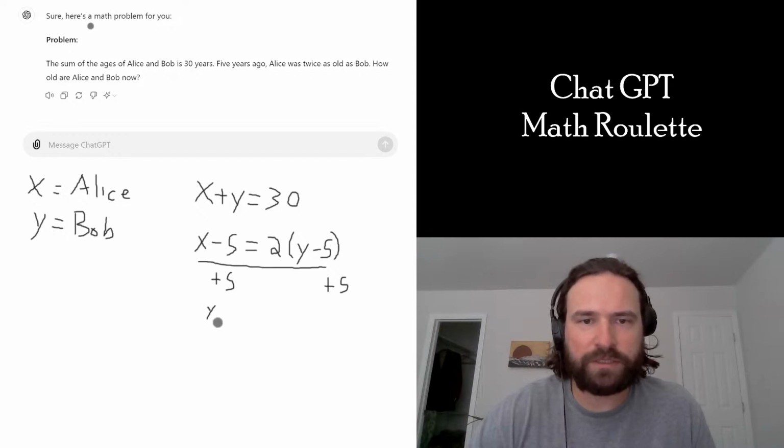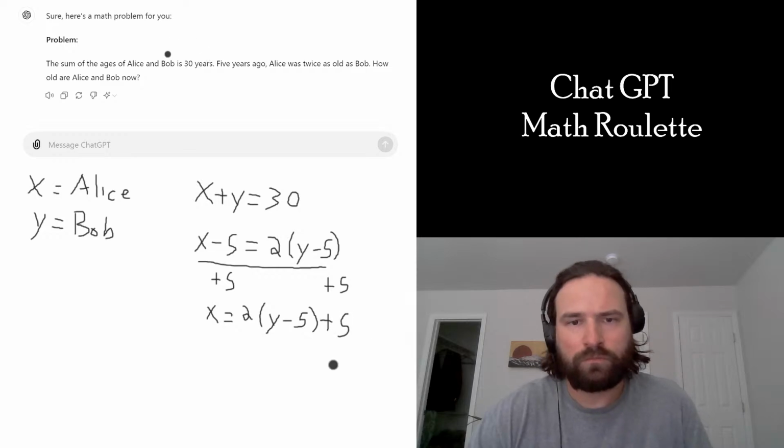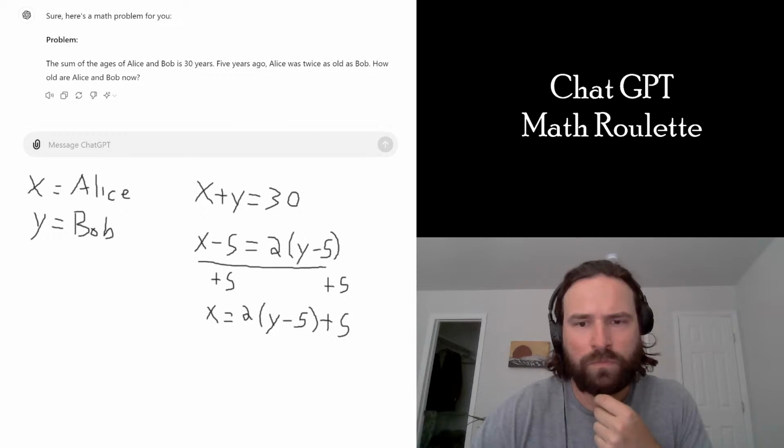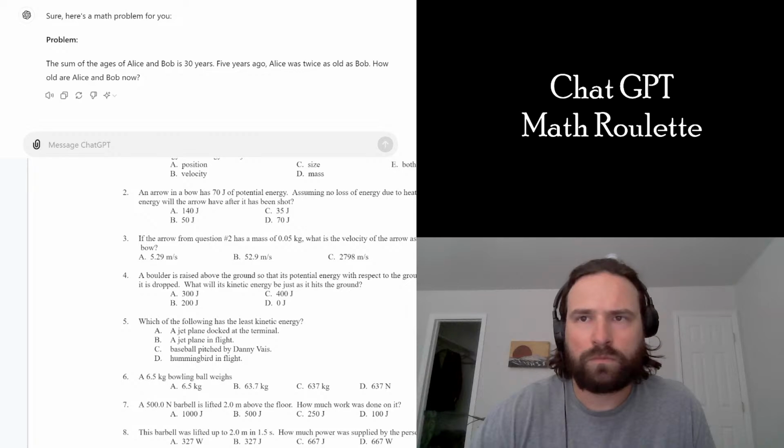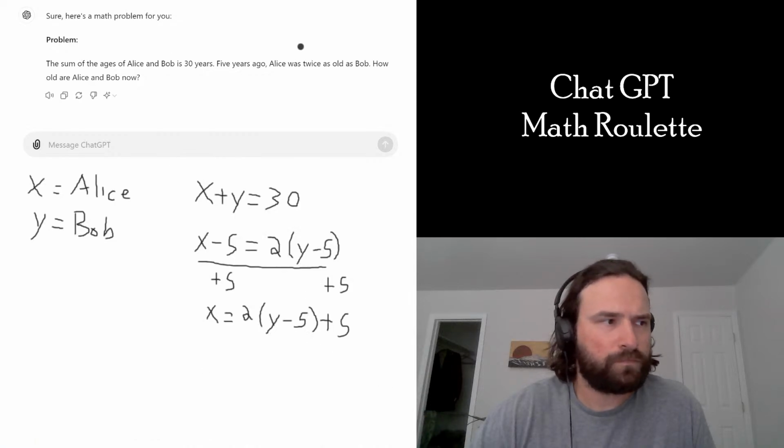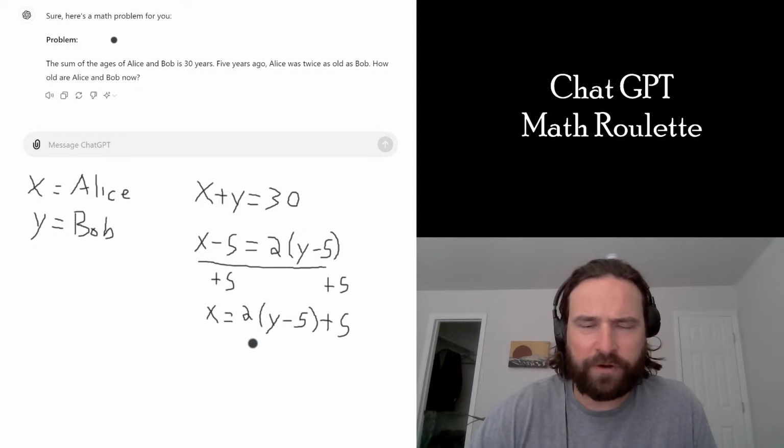So x is going to equal 2 times y minus 5, and then the plus 5 at the end. Cool. So now we've got our equation solved for x. I can simplify this a little bit. Why don't we simplify it a little bit?